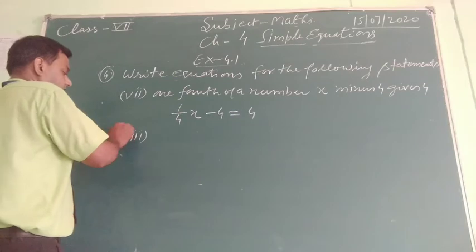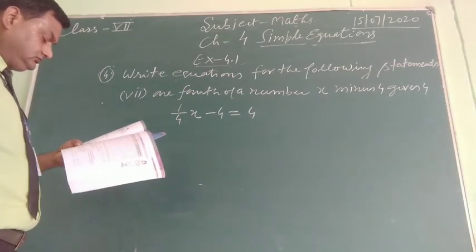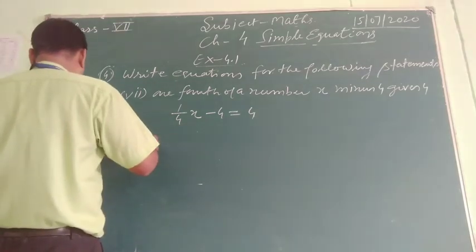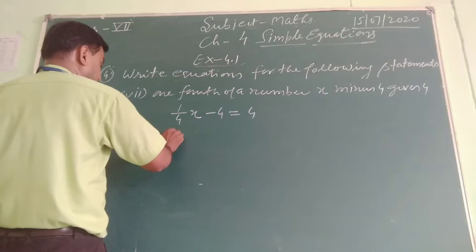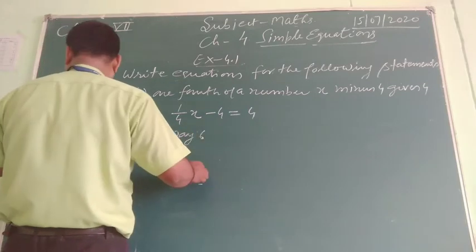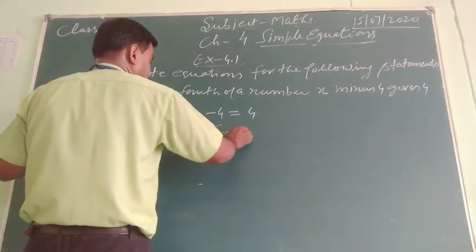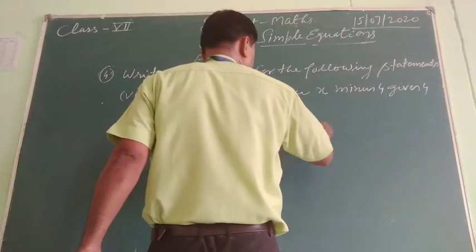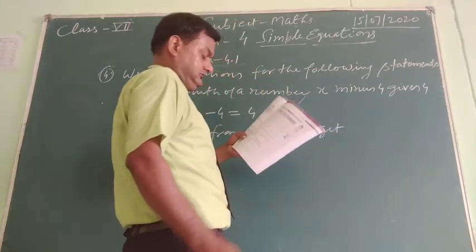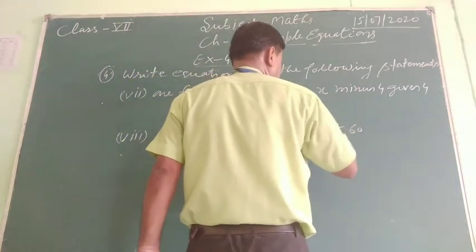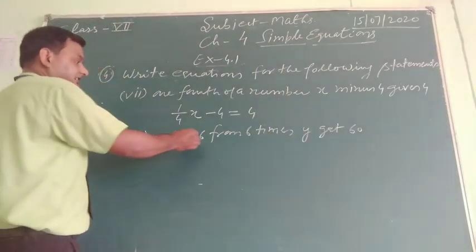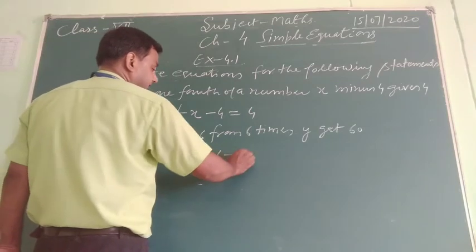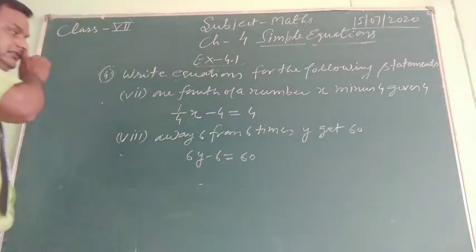Now the eighth part: take away 6 from 6 times y, we get 60. It means 6y minus 6, we get 60. So 6y minus 6 equal to 60.